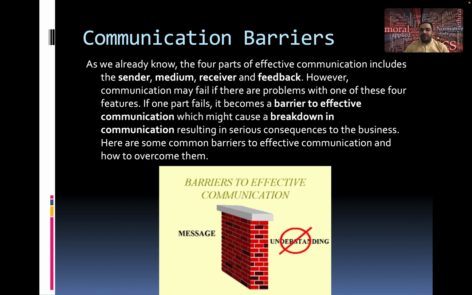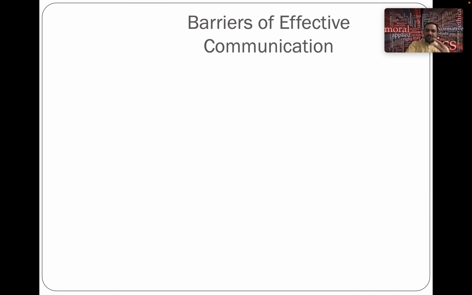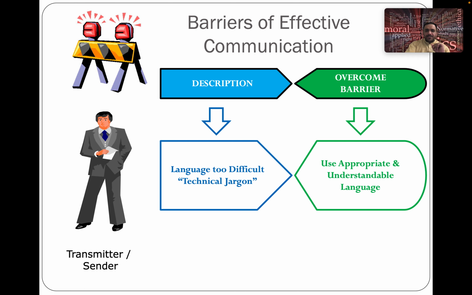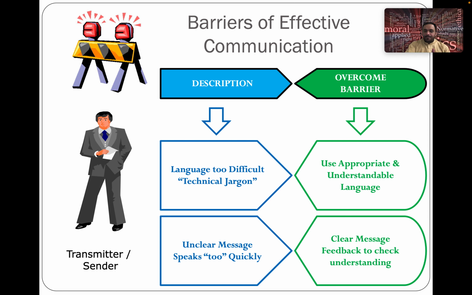Here are some common barriers to effective communication and how to overcome them. We will discuss all of the barriers and their solutions as well. Here we can see the first problem is language too difficult, meaning technical jargon. Technical jargon is a language barrier. So how to overcome this barrier? Use appropriate and understandable language. Next barrier is unclear message, speaks too quickly. How can we overcome this barrier? A clear message should be there, and feedback to check understanding should be there.